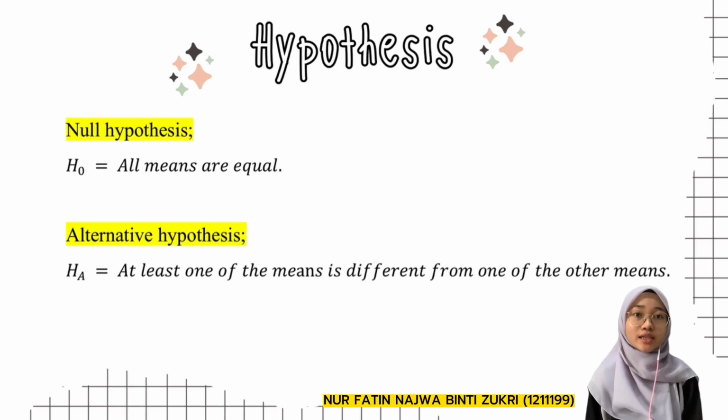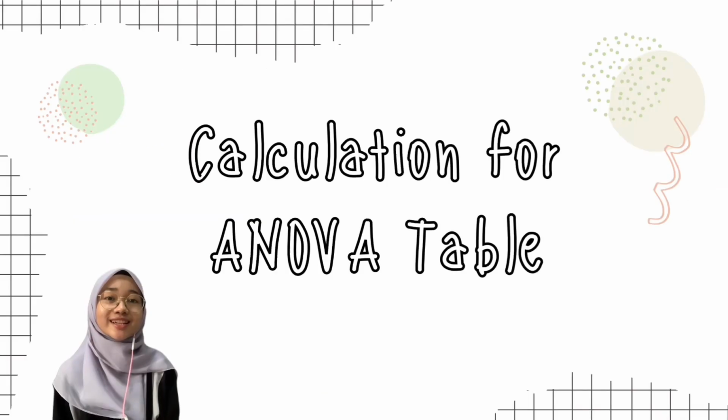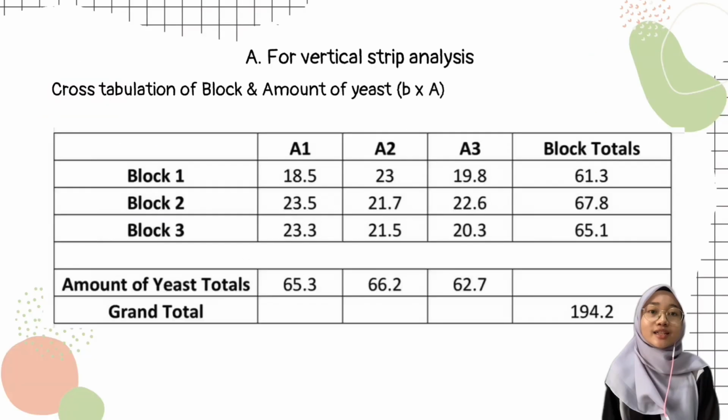The null hypothesis is all means are equal, and the alternative hypothesis is at least one of the means is different from one of the other means. Now, I will explain about the calculation for the ANOVA table. The first part is for vertical strip analysis.